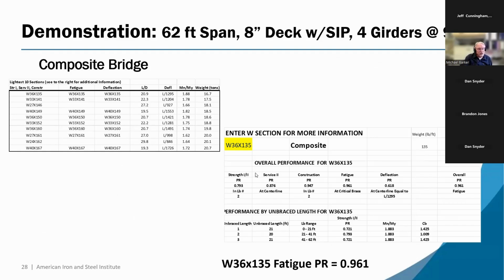It still lets us do what if questions, just like it does for the non-composite. For instance, I can go down. I can look at a W40. I can look at different sections. I can use that W33 instead of the W36 by 135. But now that 27 by 146, I don't meet fatigue and I don't meet deflection. So that's probably not one I want to consider. But I can look at any section I want to here and see what it does.